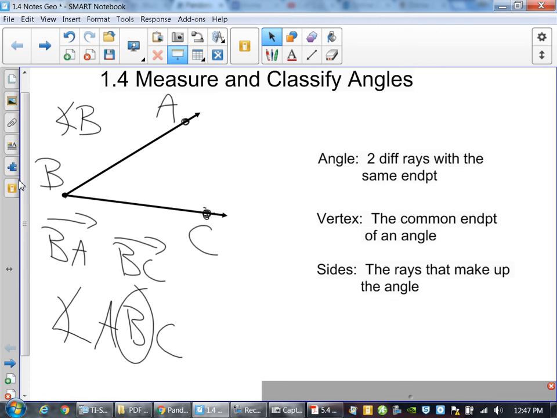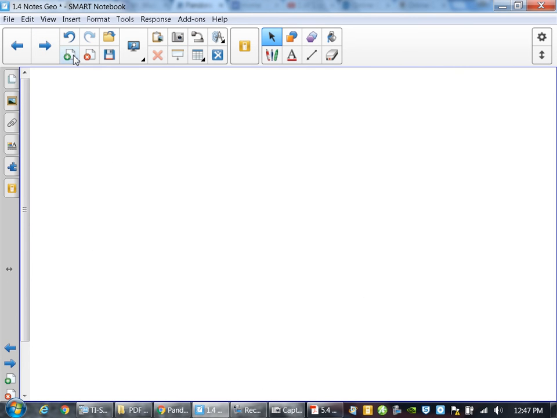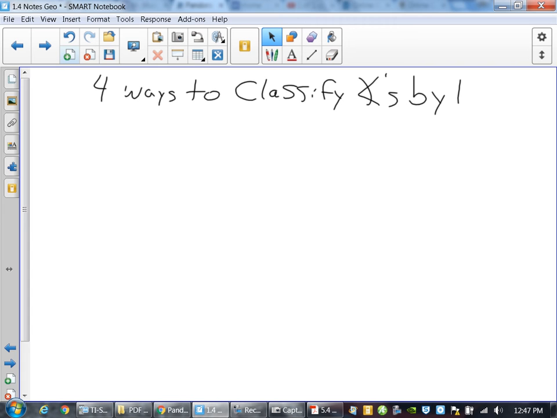So the other part of these things then is how we actually classify it. And what I mean by that is there are 4 ways to classify angles by their measure. Move this over a bit.